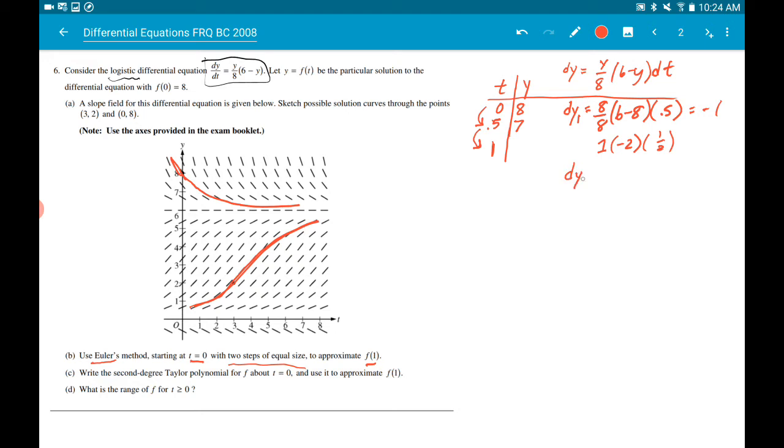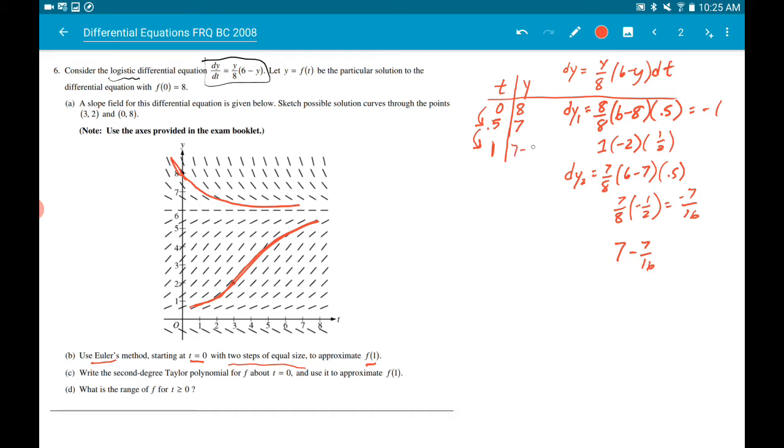So my next dy is essentially the same process, except my new y is 7. I'm going to substitute that into my differential equation. My dt is still 0.5. So it looks like I've got 7/8 times negative 1/2. You can pause it and check the math if you need to, but I think it's right. So I got negative 7/16. And so my approximation would be 7 minus 7/16.